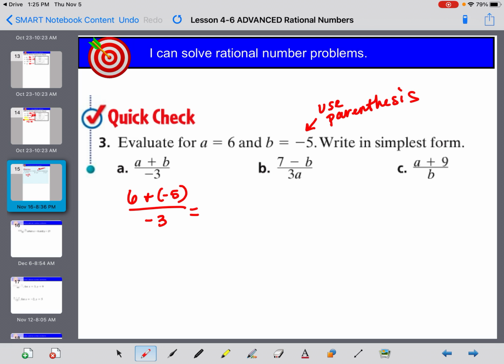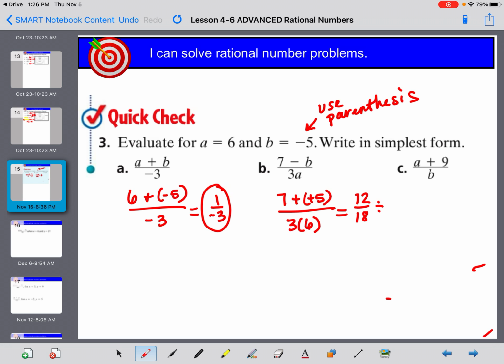All right, I plug in a number into your equation and I get 1 over negative 3, which is the same as negative 1/3. That's rational because it's a fraction form. The next one, 7 minus negative 5 all over 3 times 6. Remember, minus a negative is the same as adding the opposite. So I get 12 over 18, and I'm supposed to write it in simplest form, which means reduce it. What is 12 and 18 both divisible by? 4. Nope, not 4. How about 3? And I get 4.